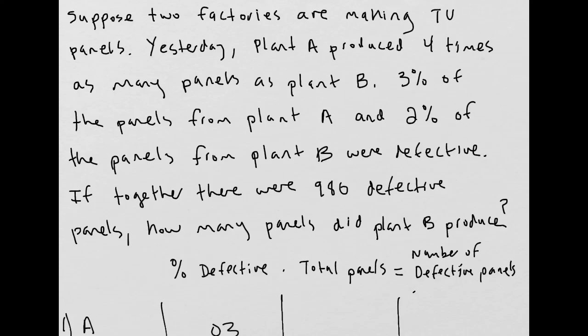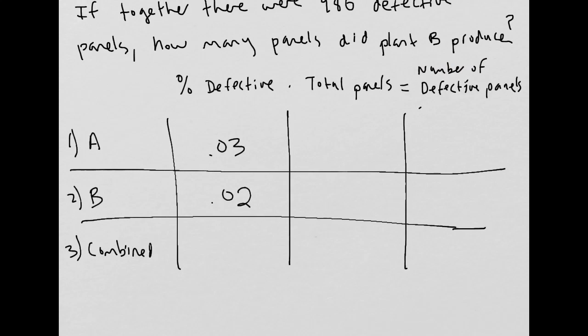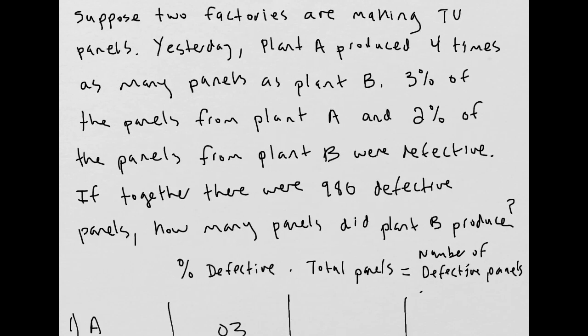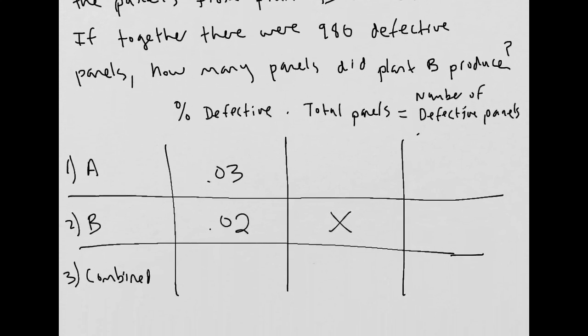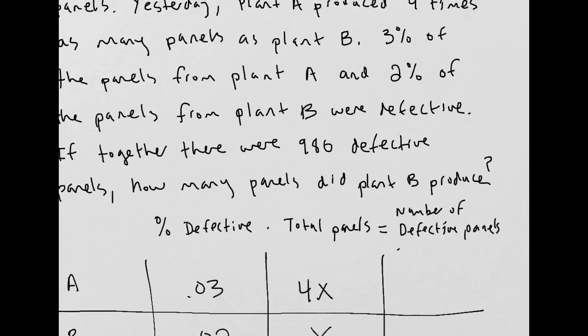Well, sort of. They kind of tell us that yesterday, Plant A produced 4 times as many panels as Plant B. And then if you look at what they're asking for, they're saying, how many panels did Plant B produce? So for the number of panels that Plant B produced, I'm going to call that X. And then if we go back to that first sentence, it says Plant A produced 4 times as many panels as Plant B. So if Plant B produced X panels, Plant A must have produced 4 times that number, or we could write that in as 4X.